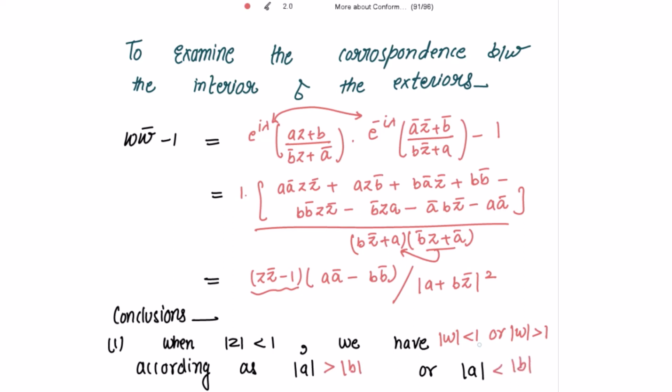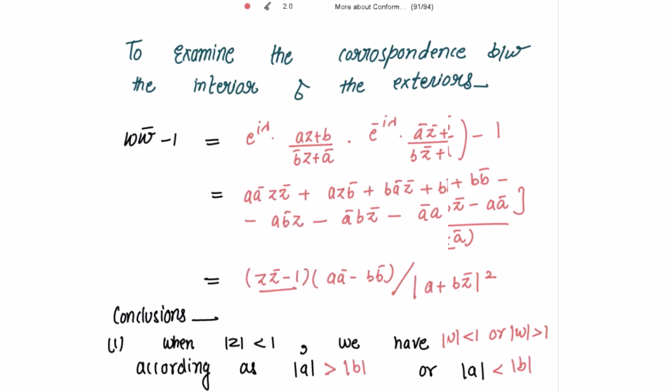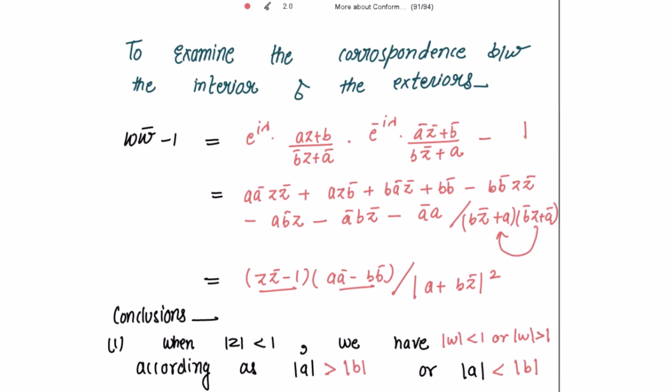For mod W less than 1, we have mod A greater than mod B, and for mod W greater than 1, we have mod A strictly less than mod B, accordingly. But we need mod W less than 1, the interior of the circle. So for that, we consider mod A greater than mod B, considering the second factor also with this.